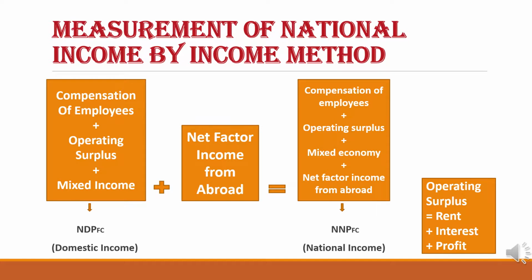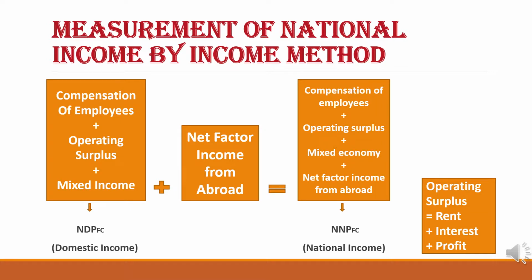Now we will calculate the measurement of national income by the income method. It will include compensation of employees. Compensation of employees means the cash paid to the employees by the employer for the work done by the employees during an accounting year, and it will be added to the operating surplus. Operating surplus is rent, interest or profit. But friends, be careful, we will not include dividend, corporate profit tax or undistributed profit in the operating surplus. And plus mixed income, it will give us net domestic product at factor cost.